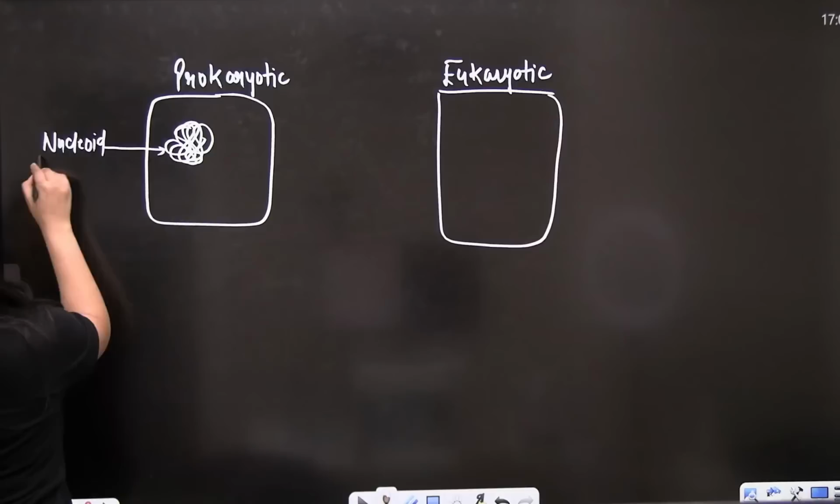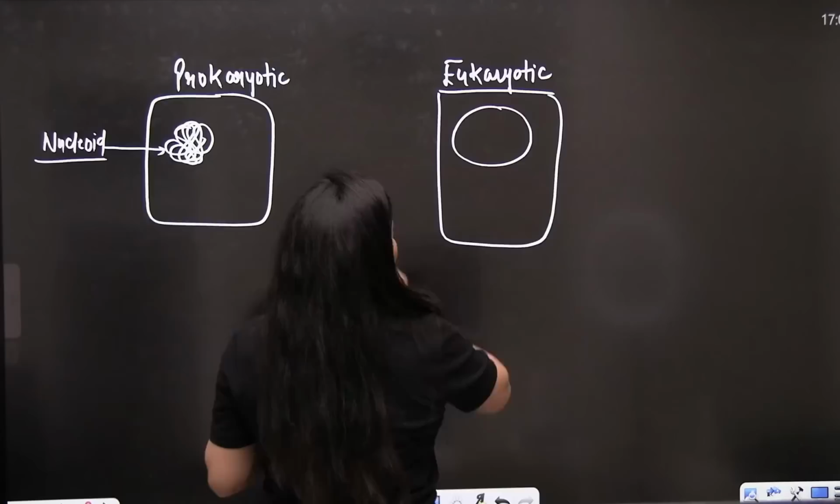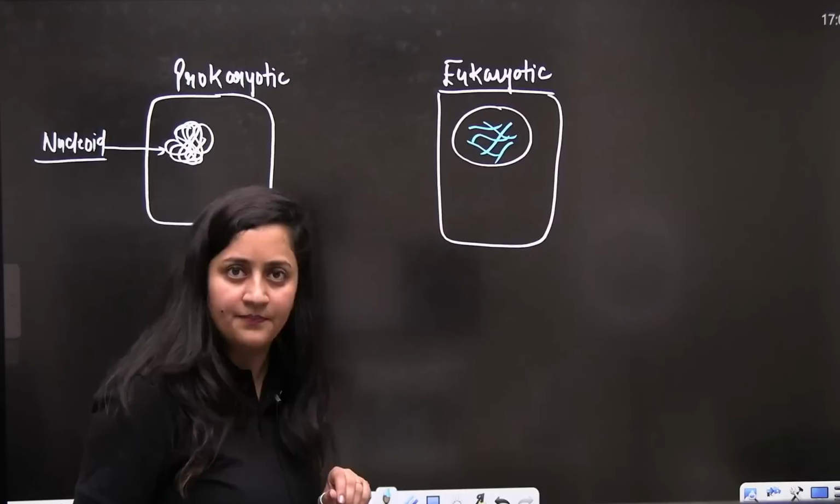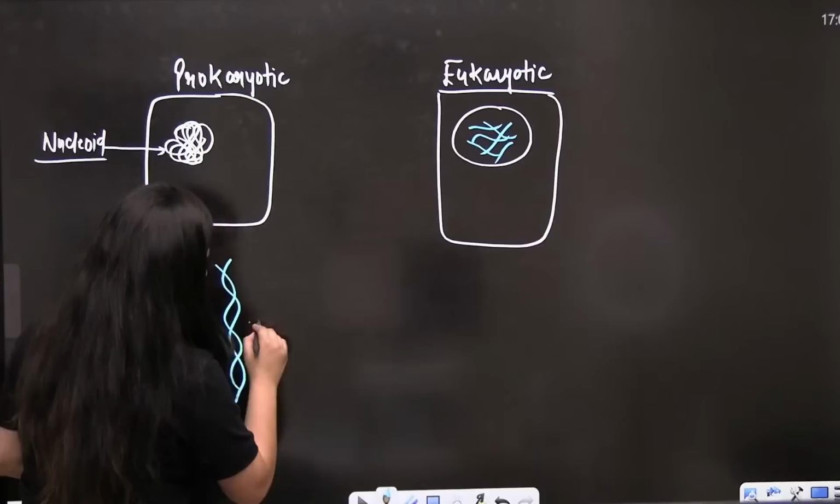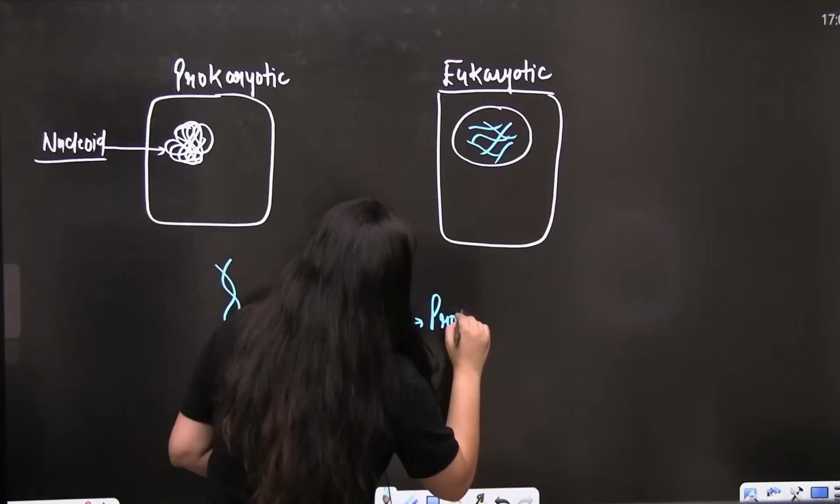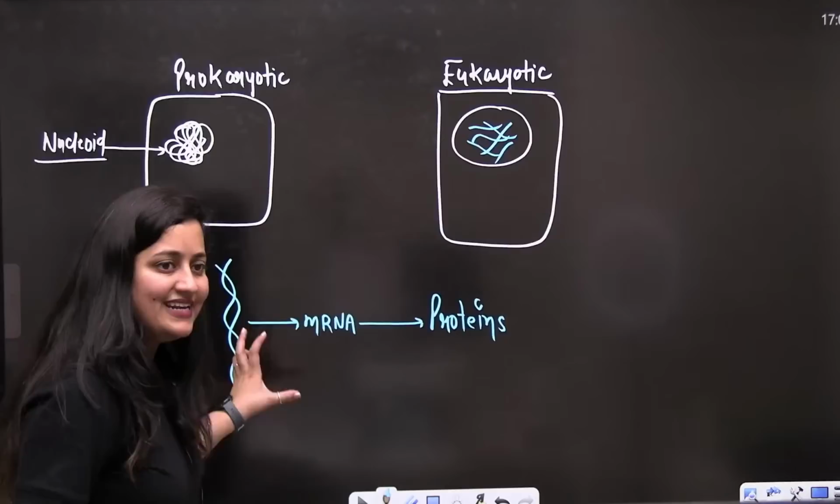Now come to the eukaryotic cell. When you talk about a eukaryotic cell, you know very well that the genetic material, the DNA, is present within the nucleus. The very first point here is the central dogma of information: DNA is going to form the mRNA, and mRNA is going to form the proteins. It's a very famous question.